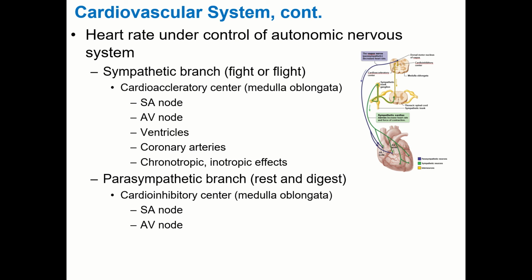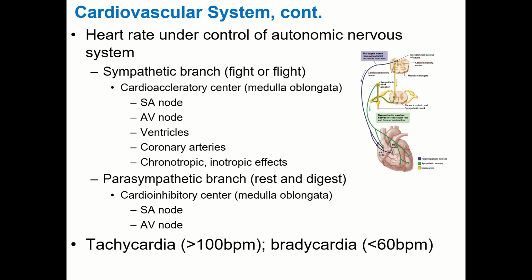And then if you need to start moving faster, then you'll remove the parasympathetic influence and activate sympathetic influence to increase your heart rate over 100. So that's how those two work together. Relevant terms that would be good for you to know: tachycardia is your heart rate's too high. And so that's over 100 beats per minute.